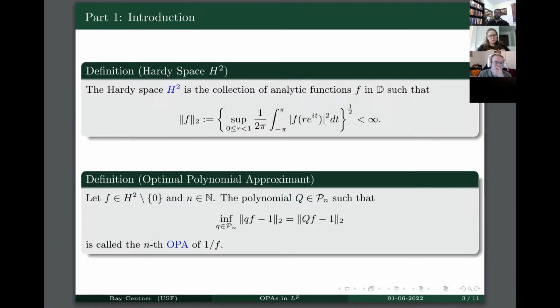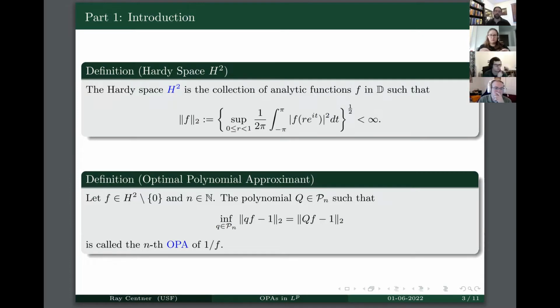One thing to note is that we are in the Hilbert space setting, so existence and uniqueness is not too difficult to see. We have tools such as orthogonal projections. The orthogonal projection of the function 1 onto the finite dimensional space f·Pn gives us some function capital Qf. We have existence because of finite dimensionality, but we also have uniqueness simply because f is not identically 0.